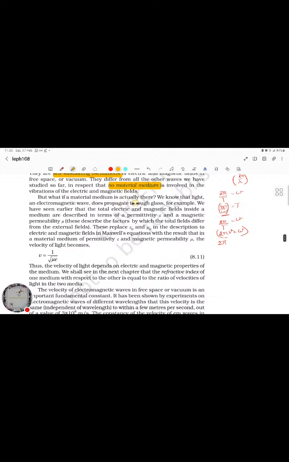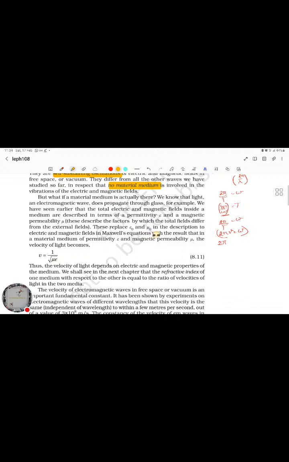But what if a material medium is actually there? We know that light, an electromagnetic wave, does propagate through glass, for example. We have seen earlier that the total electric and magnetic fields inside a medium are described in terms of permittivity epsilon and magnetic permeability mu. That is, how much permeability or permittivity a particular medium has is described by these two factors, epsilon and mu. These factors describe how the total fields differ from the external fields.